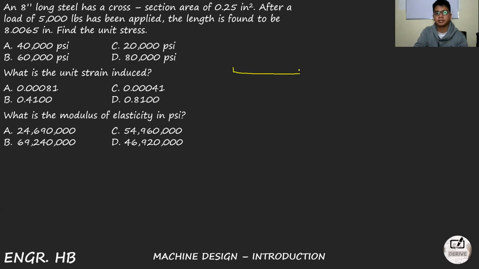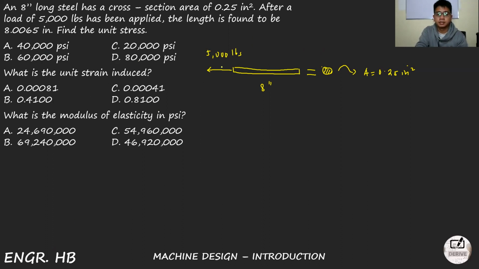Meron daw tayong 8 inches long na steel and has a cross-section area of 0.25 inches squared. Ayan. So hindi diameter ang given, area na. And after a load of 5,000 has been applied, the length is found to be 8.0065. So dito na lang natin drawing. No? Pagkatapos daw ma-i-apply yung 5,000 pounds, the length is found to be 8.0065.